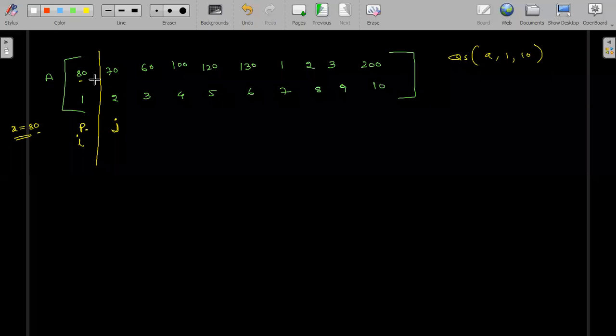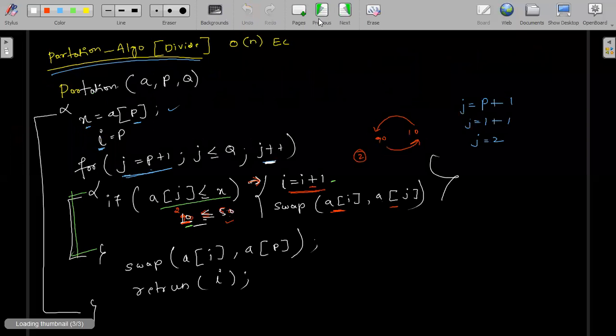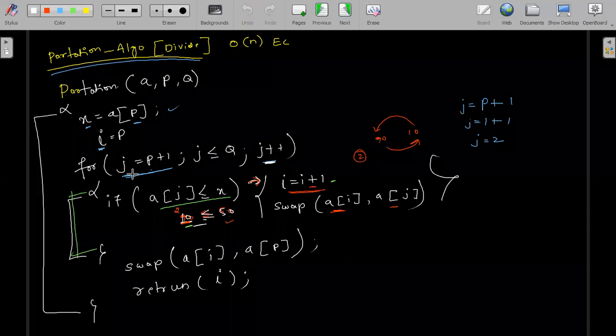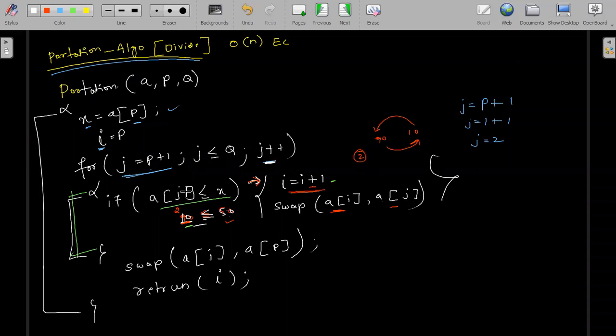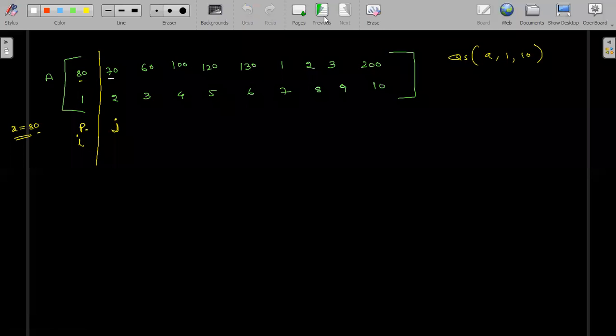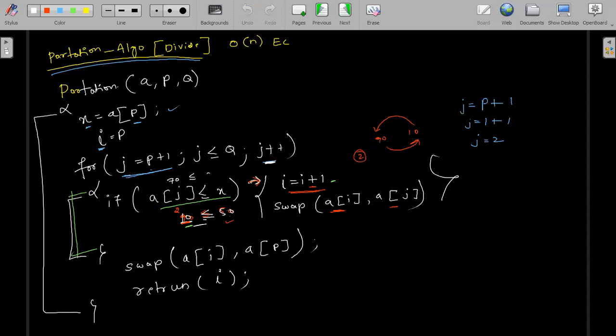Now, what am I going to do? Compare this 70. That is exactly what I am telling you here. Everybody observe here. Compare this 70. A of j is what right now? It is 70, yes or not? Is it less than or equal to the x value? Please tell me, what is the x value? 80. The x value is 80.